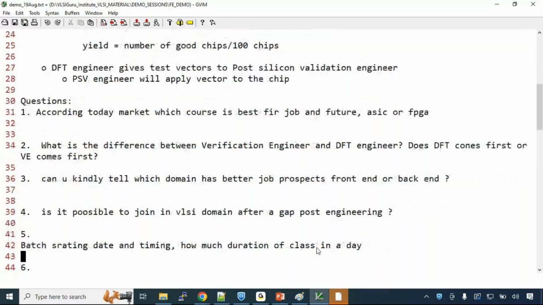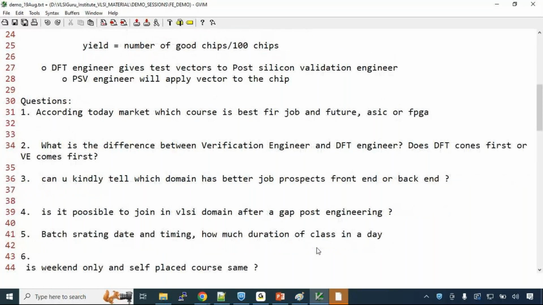Can you read the next question, please? Batch starting date and timing.